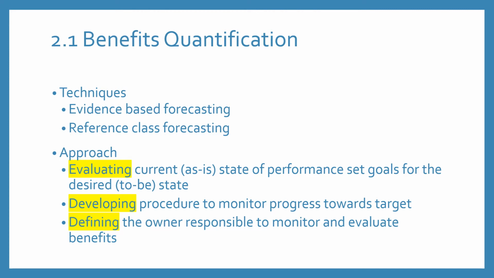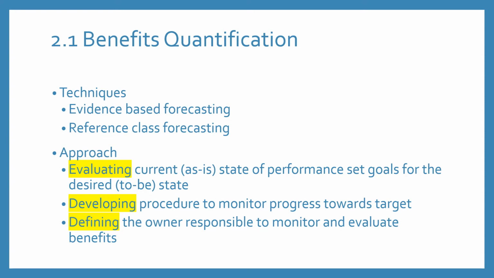So let's start with benefit quantification, the first BRM tool. There are a couple of techniques that can be used for benefit quantification. One is evidence-based forecasting or reference class forecasting. Basically, you can look at historical data, and use references from the industry and other standards, to forecast the benefits. You can forecast the market share or the revenues, increasing the market share, and you can use different market research approaches as well. So it can be evidence based or reference class based.